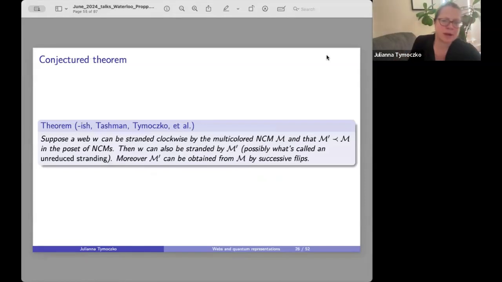So we have a conjecture about this. Any graph, understanding this in an appropriate place, there are a couple of details that I am not putting in here. If a graph can be stranded clockwise by a particular multicolored non-crossing matching, then it can also be stranded by any matching lower in the poset. And furthermore, we conjecture that you can move back and forth between these strandings by flipping individual strands.